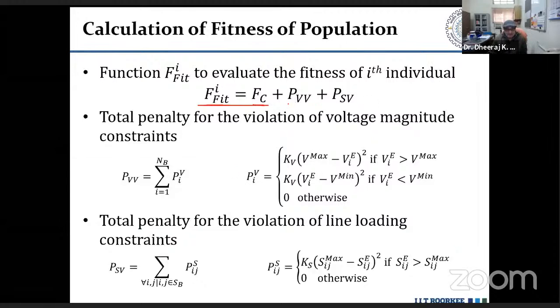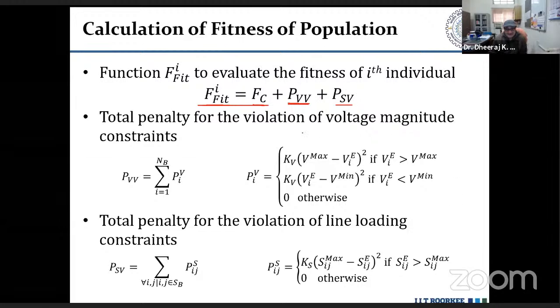This is for penalty for voltage violation, and this is penalty for line loading constraint violation. Penalty means if those constraints are satisfied, it will not impose any penalty. But if those constraints are violated, then these values will be selected in such a manner so that it will disturb the fitness of that ith individual.